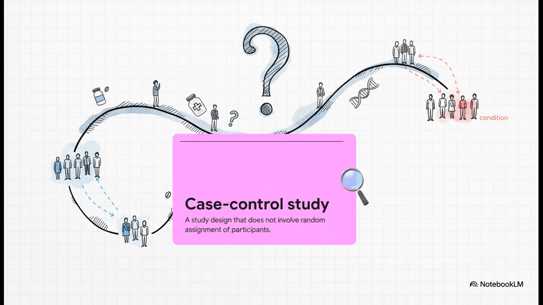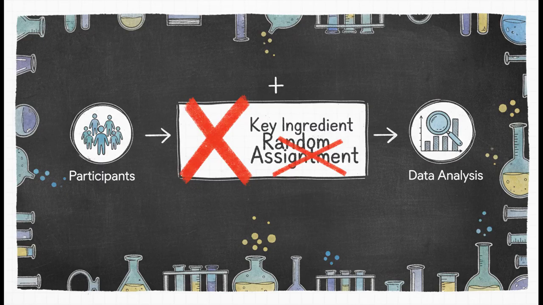First up, we have the case control study. Now, you can think of this one as kind of looking backwards in time. Scientists will find a group of people who already have, say, a specific disease, and then they compare them to a similar group of people who don't have it. They're basically digging into their past, looking for clues that might be different between the two groups. See, the key thing here is that the researchers are just observing what's already happened. They're not putting anyone into groups or telling them what to do. And because of that, there's no random assignment. So boom, we can cross this one right off our list.